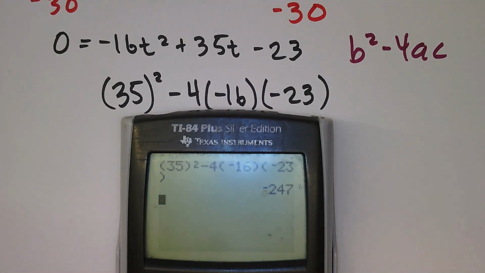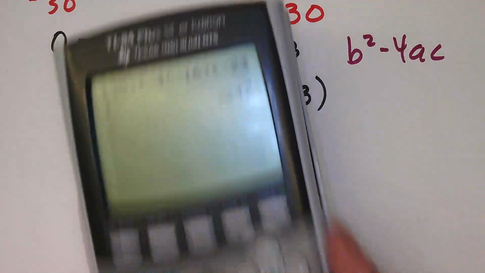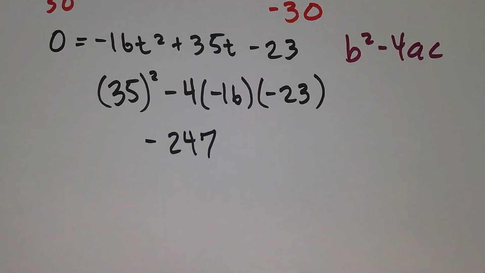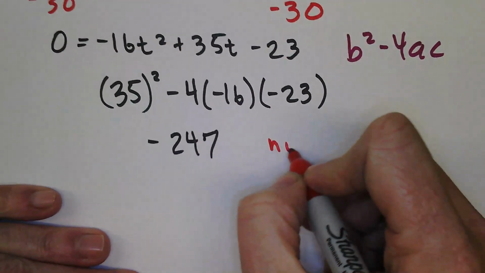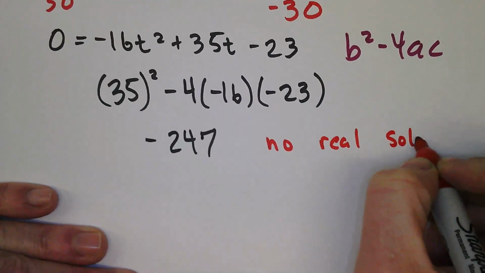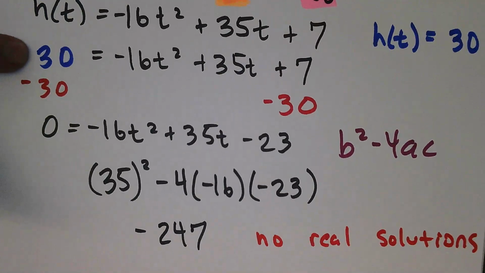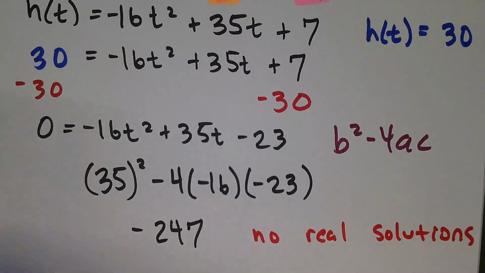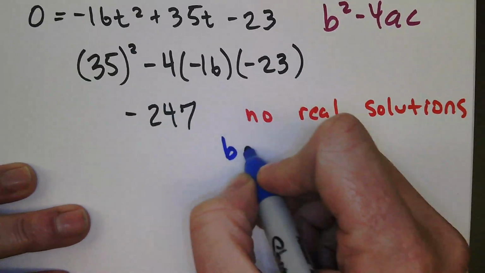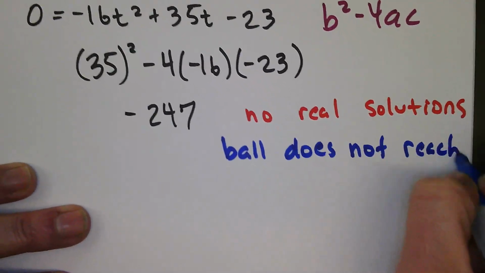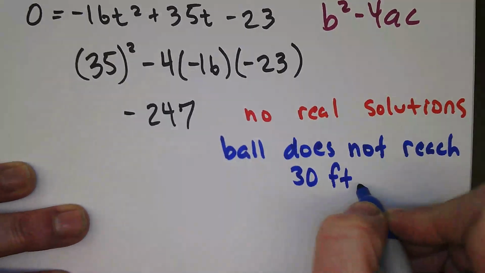All right, we have a negative discriminant. This equals negative 247. So that means there are no real solutions. That means 30 is not going to create a situation that is going to work. We don't have a real answer. So the ball does not reach 30 feet.